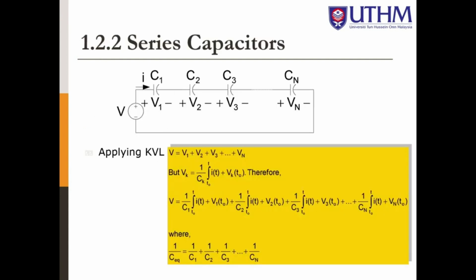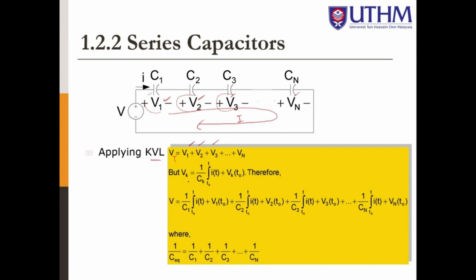Next, we will look into series capacitors. If you connect a number of capacitors in series, you will have the same current. A series circuit has the same current across all the components, while you have a different voltage drop across each capacitor. So for the series capacitor circuit, we apply KVL. KVL says that the total voltage drop equals the sum of the individual voltage drops: V1 plus V2 plus V3 and so on.